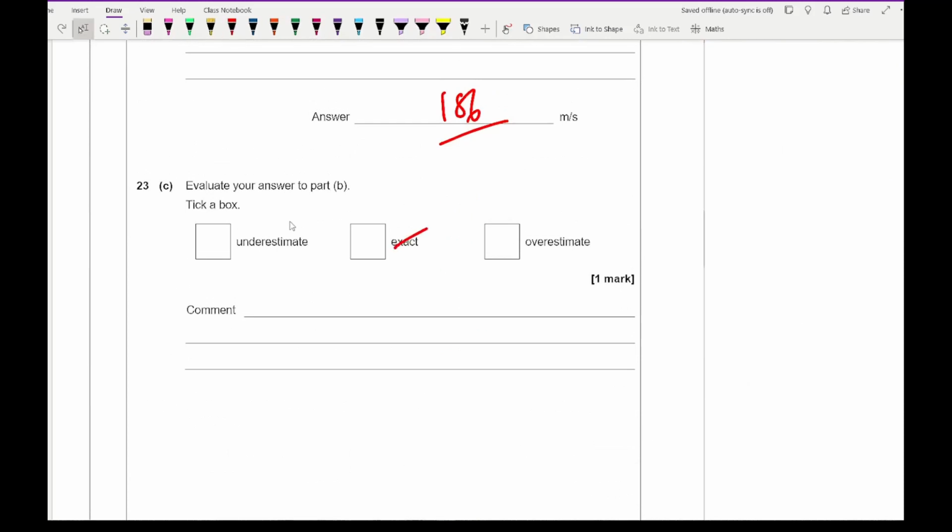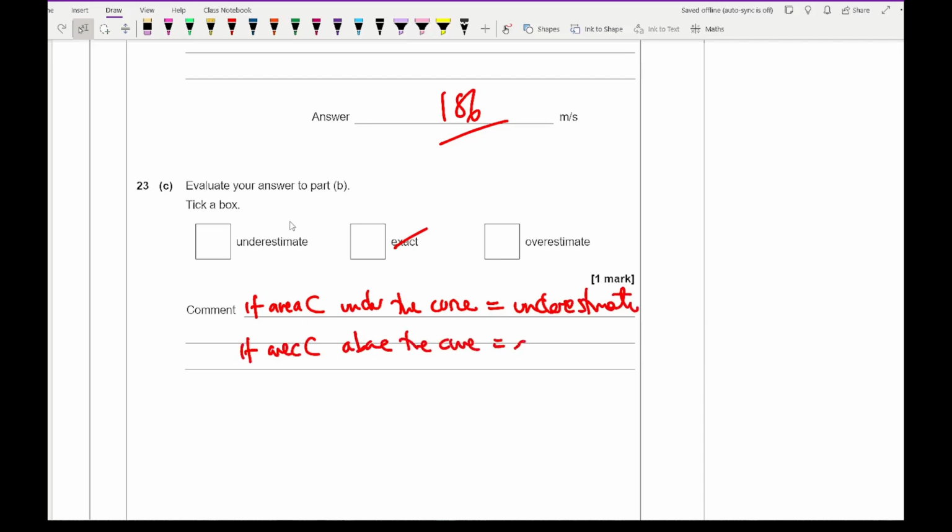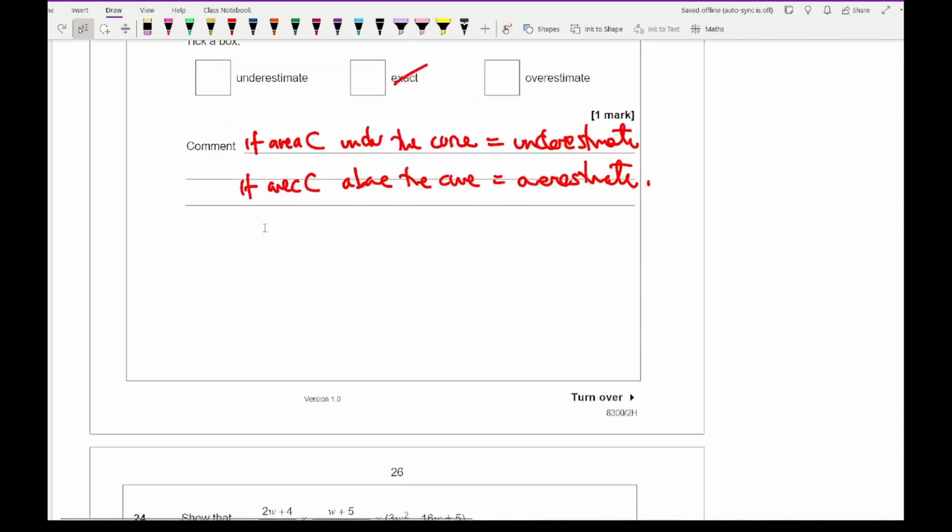So if the area of C is under the curve, then it's an underestimate. You just need to make sure that you've ticked that box and the reason for it. And if area C is above the curve, then it's going to be an overestimate. And again, two possible answers depending on what you have calculated for your answer above.